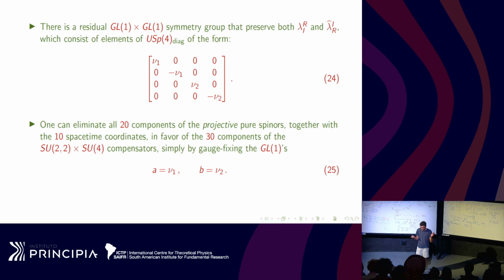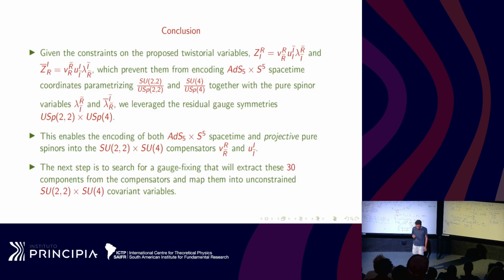The form of this GL(1) times GL(1) is given by equation 24, and one can eliminate all the 20 components of the projective pure spinor, so not the ghost part, just the part respective to the spin, together with the 10 space-time coordinates in favor of the 30 components of the SU(2,2) times SU(4) compensators, simply by gauge fixing the GL(1)s, A equals nu 1, B equals nu 2.